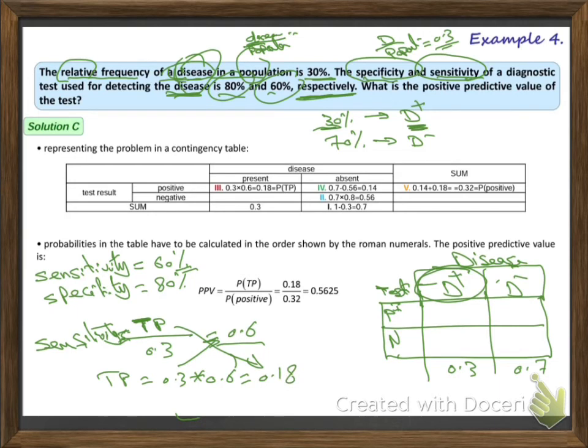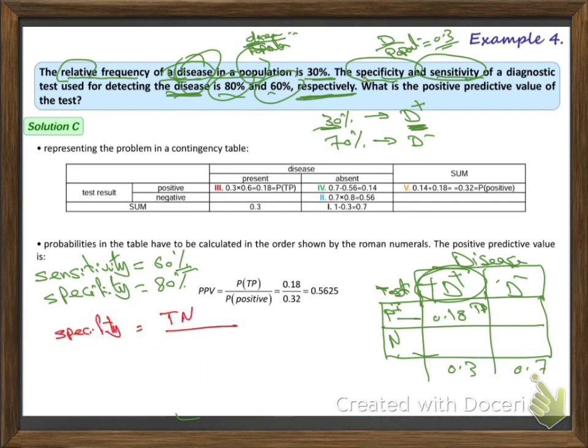I can put it here. First one positive and the disease is there, so true positive is here. True positive is here, so it will be 0.18. Okay, and here this is the true negative and no disease. I can get it from the specificity in the same way.